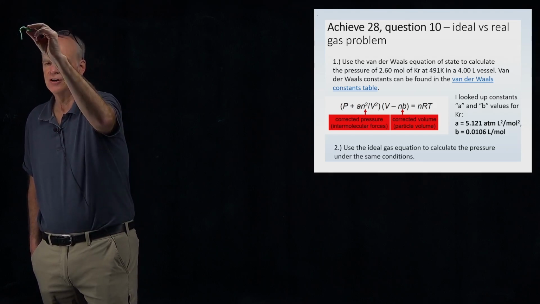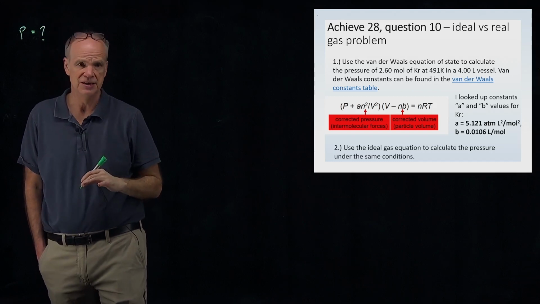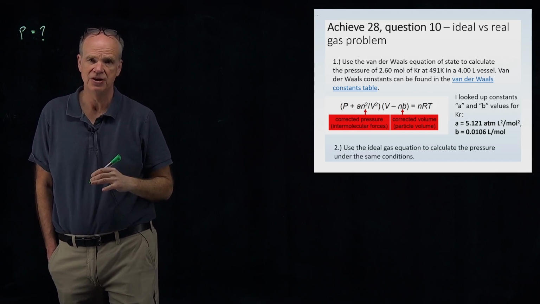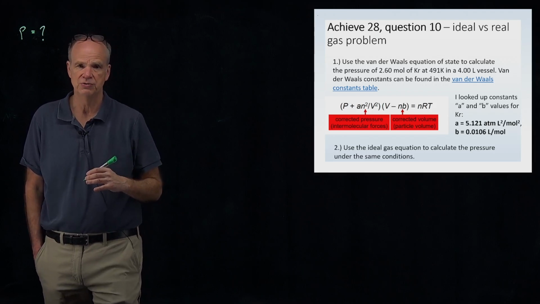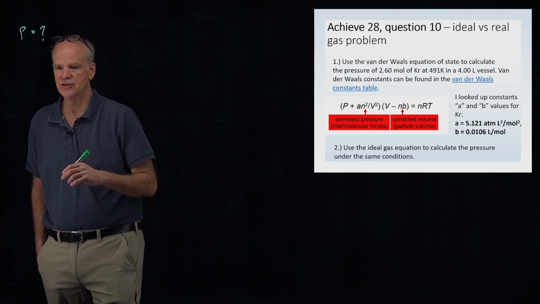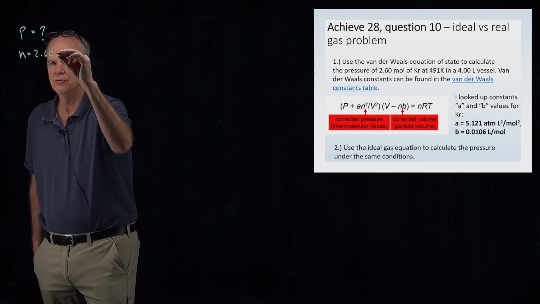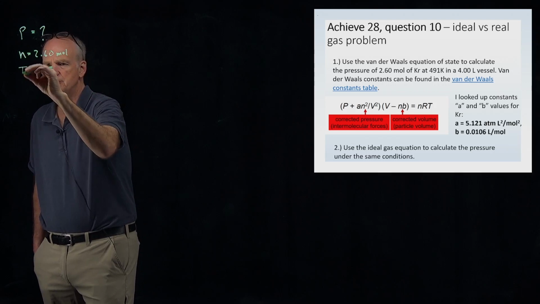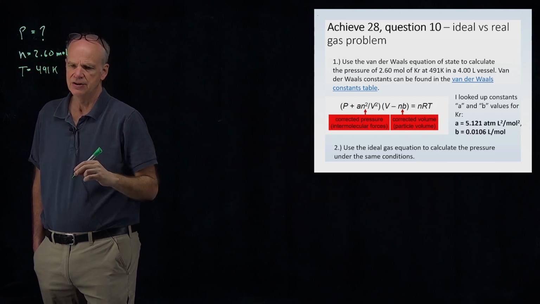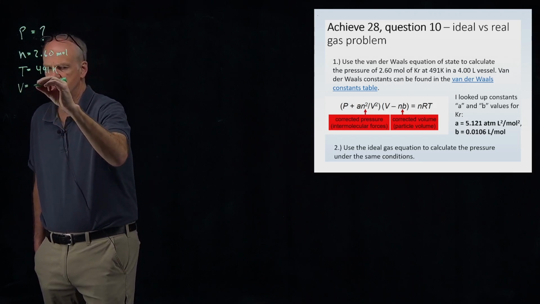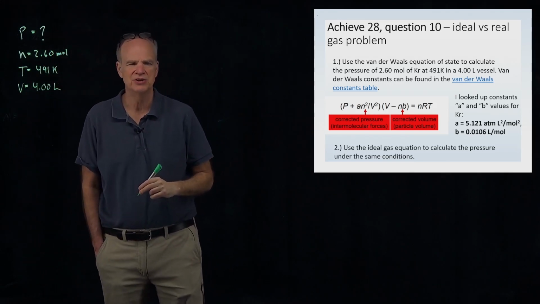So we know the pressure is something we are trying to find in two different ways. We want to find it using the ideal gas law, which is part 2, but we also want to do it by using the van der Waals equation of state, which is part 1. Okay, so we are told the number of moles of gas, so it's 2.60 moles. We're told the temperature, which is 491 Kelvin. And also we are told the volume of the gas, which is 4.00 liters.